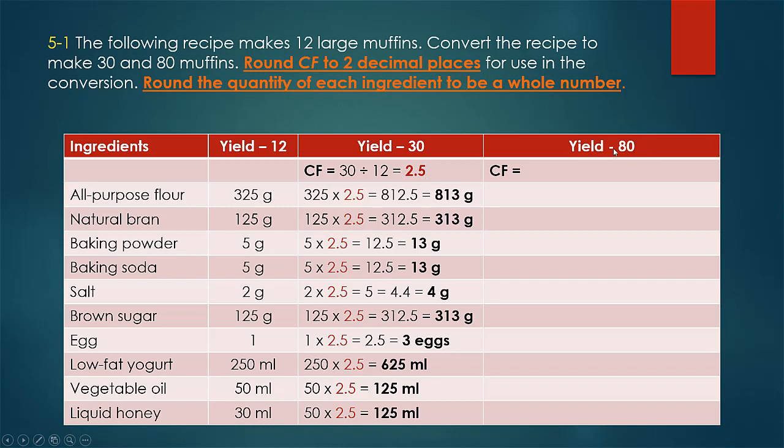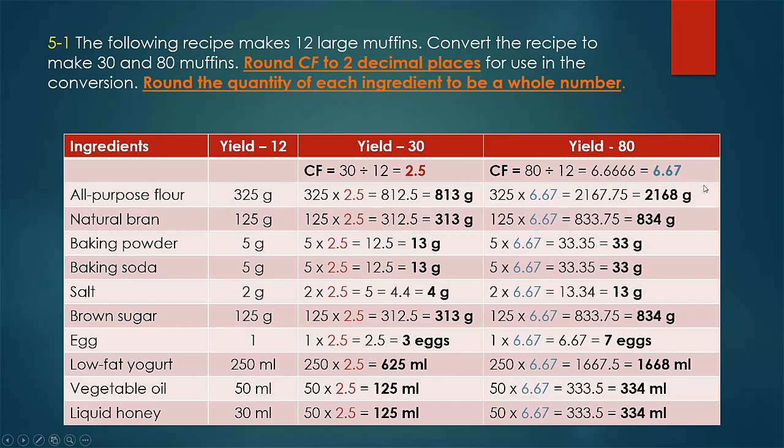I'm going to do the same thing right here. I want 80 muffins. I'm going to divide 80 by the original yield of 12, and if I do that, I get, rounded to 2 decimal places, 6.67. As I did here, I'm going to use my conversion factor of 6.67 and multiply each ingredient amount from my original recipe, which gave me 12. So I get something that looks like this.